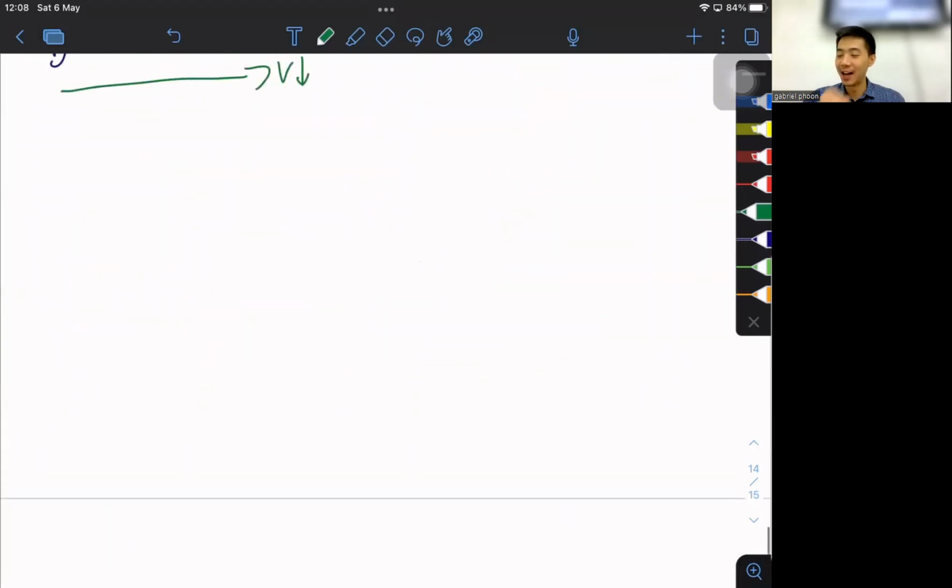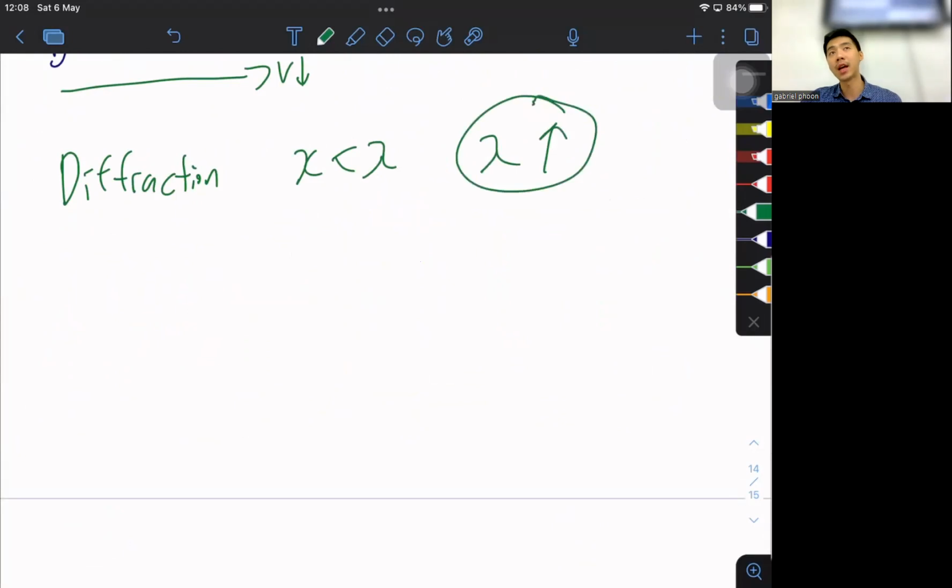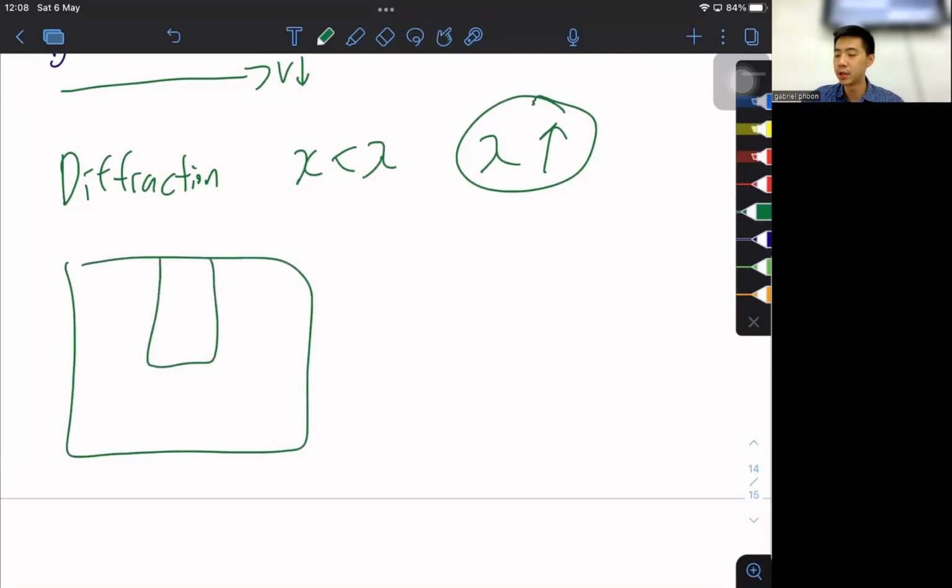What about diffraction, guys? What's the condition for diffraction to occur more? Good. When the gap is smaller than the wavelength, or if the wavelength in general is high. When the wavelength is high in general, the diffraction occurs the most. For example, if they ask you to draw, they'll usually give you this diagram, which I'm sure you've seen 1,000 times by now.